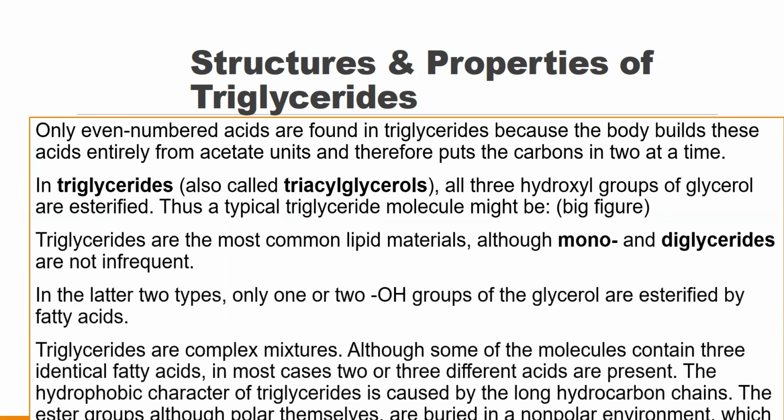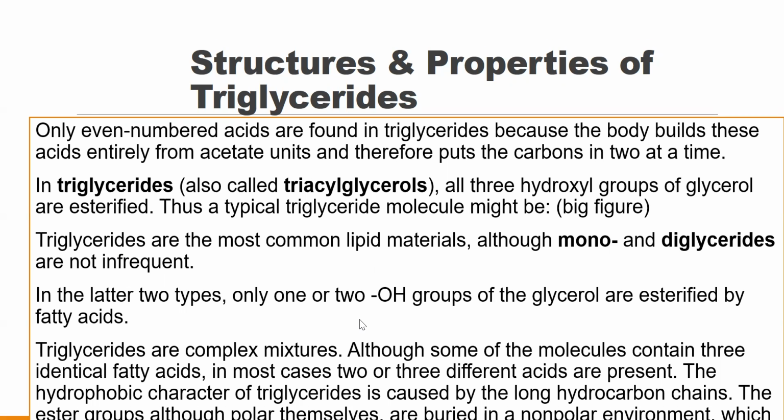Again, you have seen in the structure earlier that the triglycerides are complex mixtures. Although some of the molecules contain 3 identical fatty acids, in most cases 2 or 3 different acids are present. You see in the earlier example that there are different kinds of fatty acids bonded to our triglycerides. But there are also cases when there are identical fatty acids bonded to our triglycerides. Again, that would depend on samples of animal fats and plant oils.